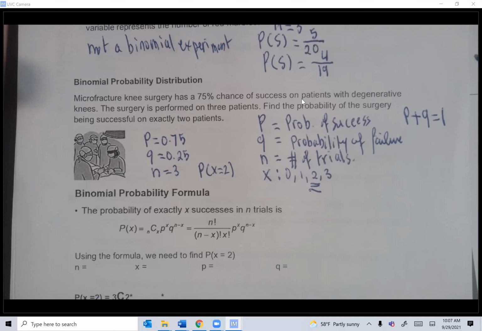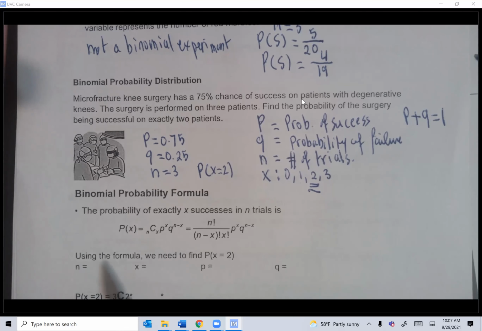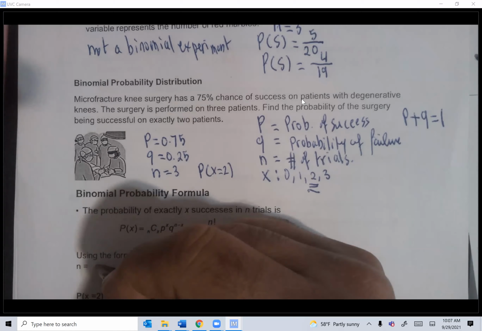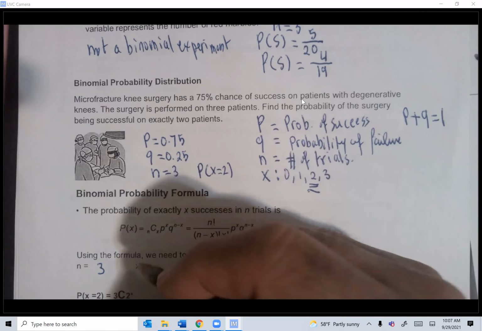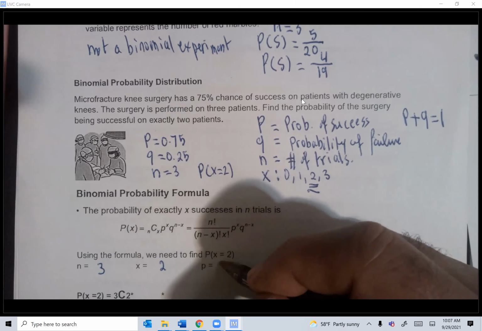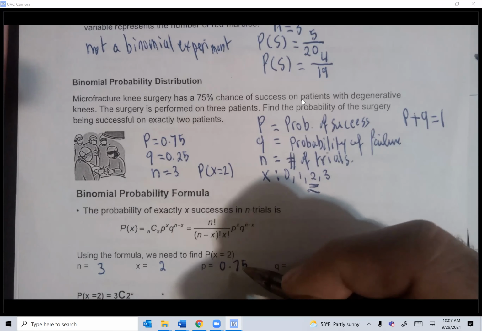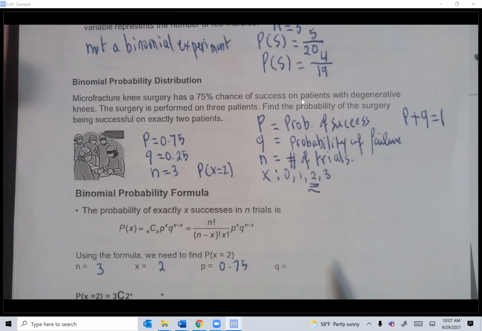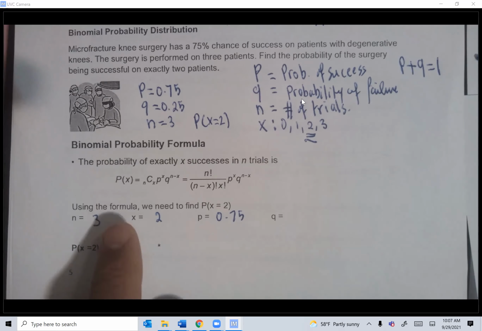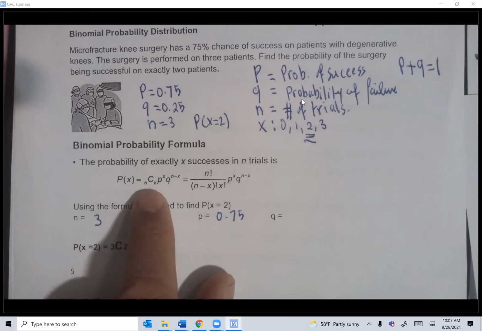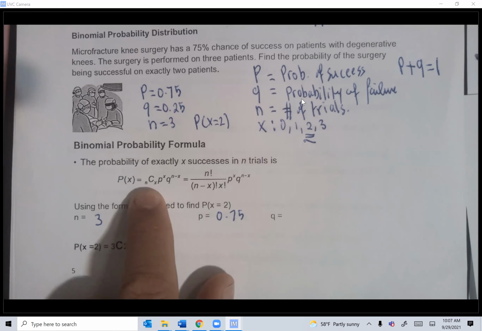All right. So, N, guys, we decided it is 3. X, we want the probability of success on 2 patients. And P is 0.75. That's the probability of success. And let me show you how to use this formula. And I'm going to show you how to enter it on your calculator screen. Okay, it says N choose 2. Remember, we did that in chapter 3, N choose X.